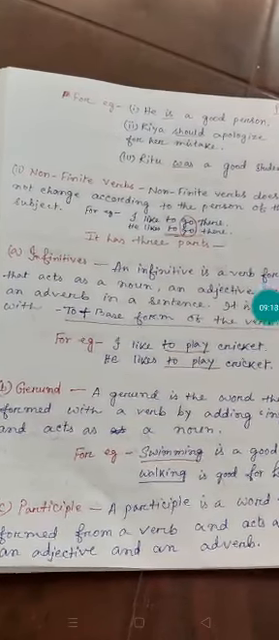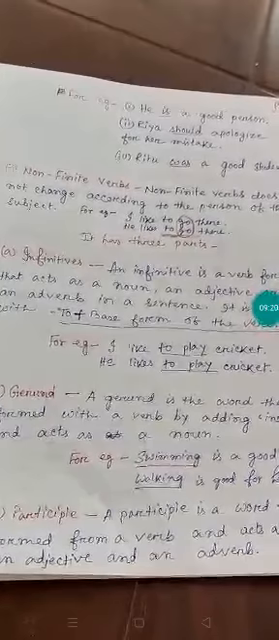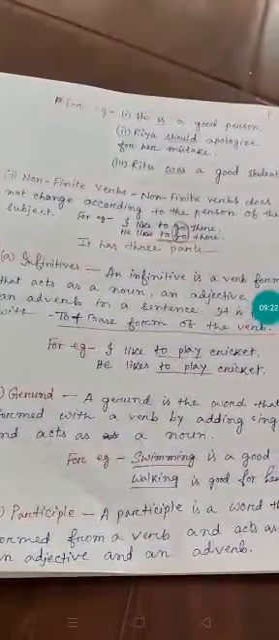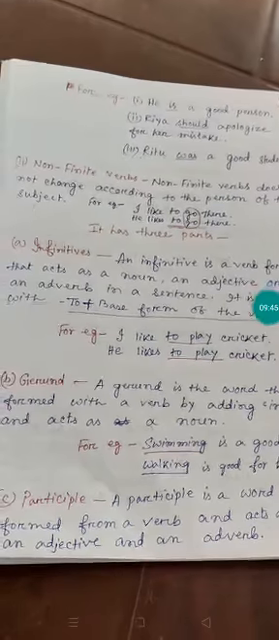Now for example, I like to play cricket. He likes to play cricket. Here to play is the infinitive. In both the sentences, to play is the infinitive, because as we have known, to plus base form, that means the present form. Base form means the present form. So to play, play is the present form. It is the base form of the verb play. So to play is the infinitive here.